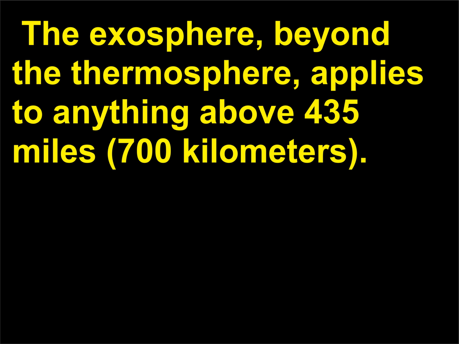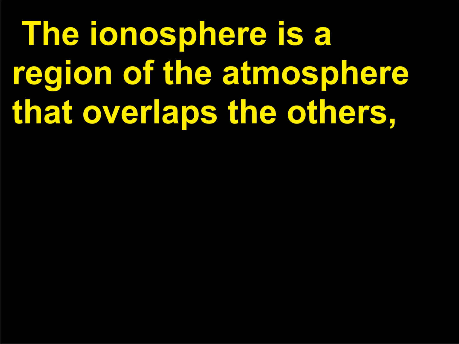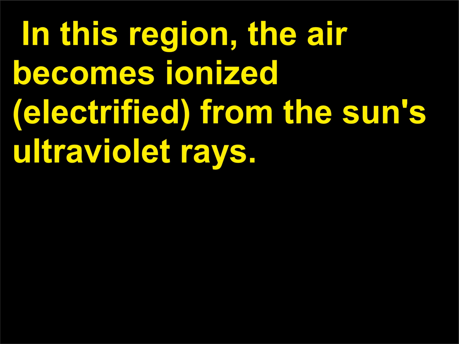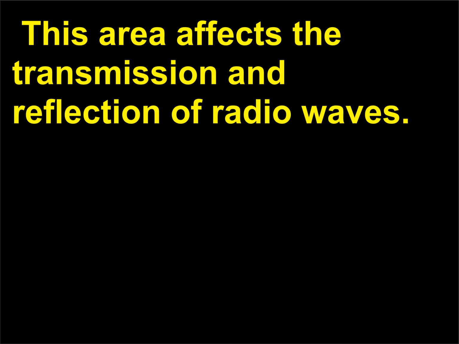The exosphere, beyond the thermosphere, applies to anything above 435 miles, 700 kilometers. In this layer, temperature no longer has any meaning. The ionosphere is a region of the atmosphere that overlaps the others, reaching from 30 to 250 miles, 48 to 402 kilometers. In this region, the air becomes ionized, electrified, from the sun's ultraviolet rays. This area affects the transmission and reflection of radio waves.